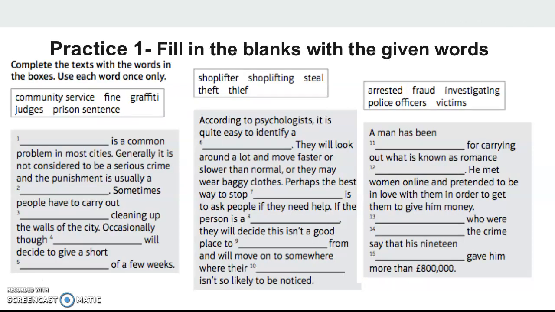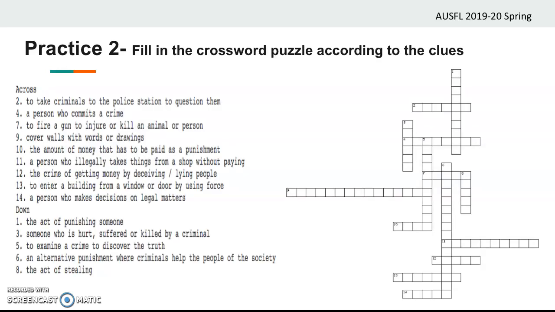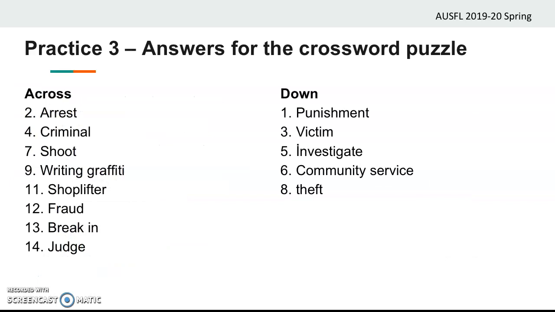Now please pause the video and fill in the blanks with the given words. When you've finished the activity, resume and check your answers. Here is the answer key for your first practice. For the second practice, you need to fill in the crossword puzzle. Please use the clues to answer the crossword puzzle. Please pause and then resume to check your answers. Here are the answers of the crossword puzzle.